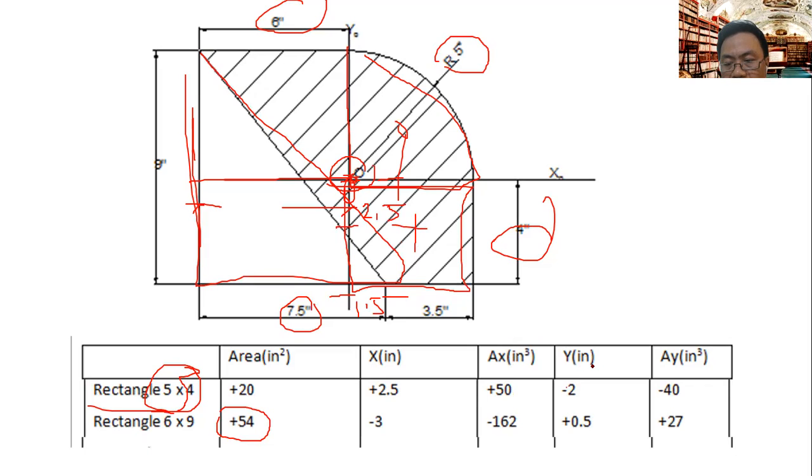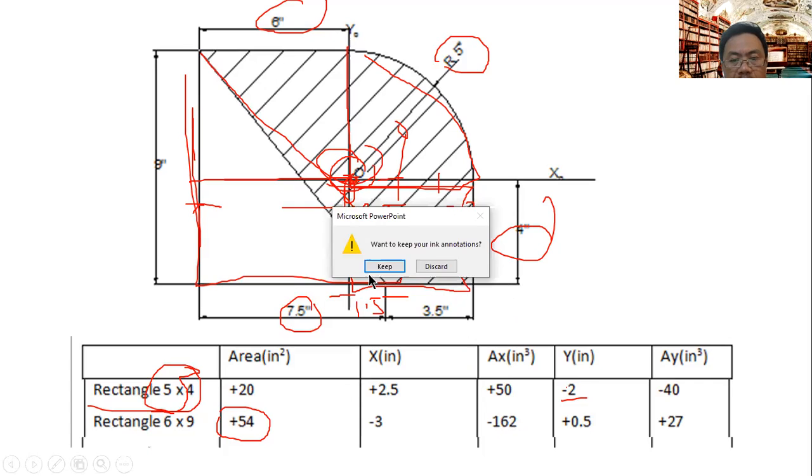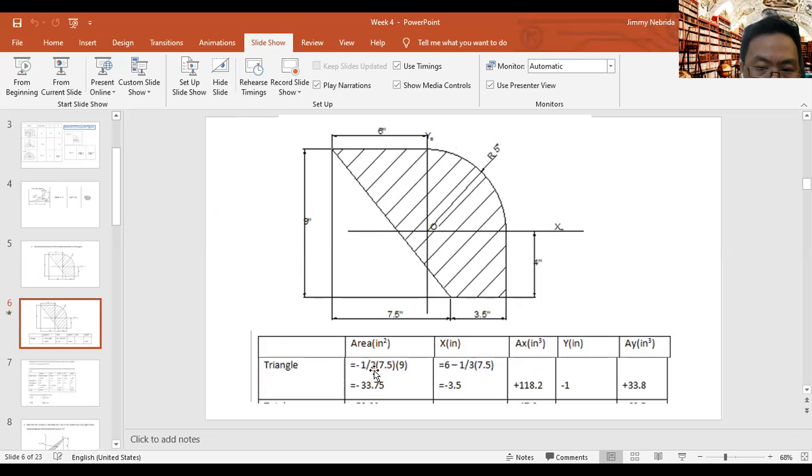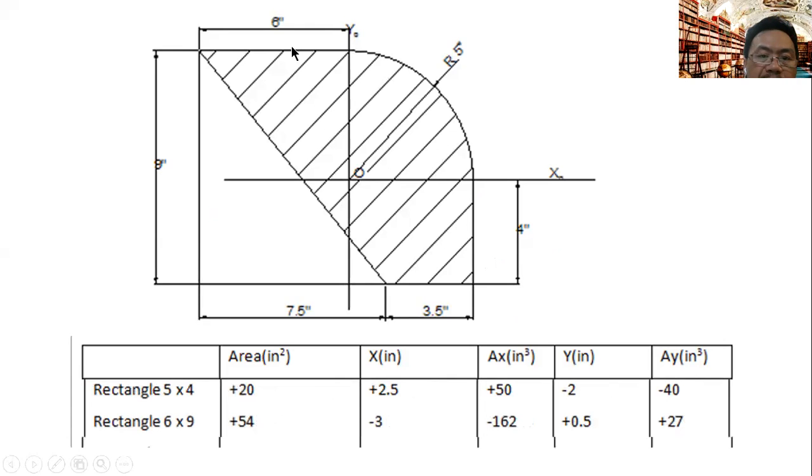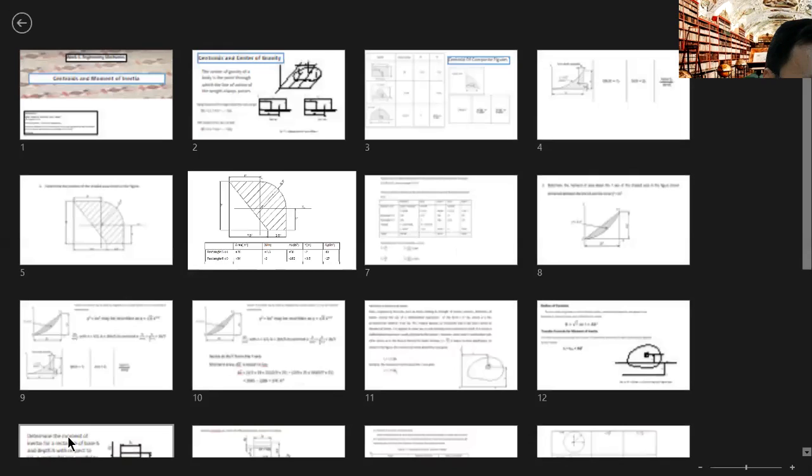Why is it negative y? Why is it negative 2? Because it's going down. Here is our 0, and negative 2 is from here, so this is negative 2 going down. So we consider the negative sign. So the area is negative 40. Ay, I should say, is negative 40. Ax is positive 50. Also for the rectangle, the other rectangle 6 by 9. Where's the 6 by 9?